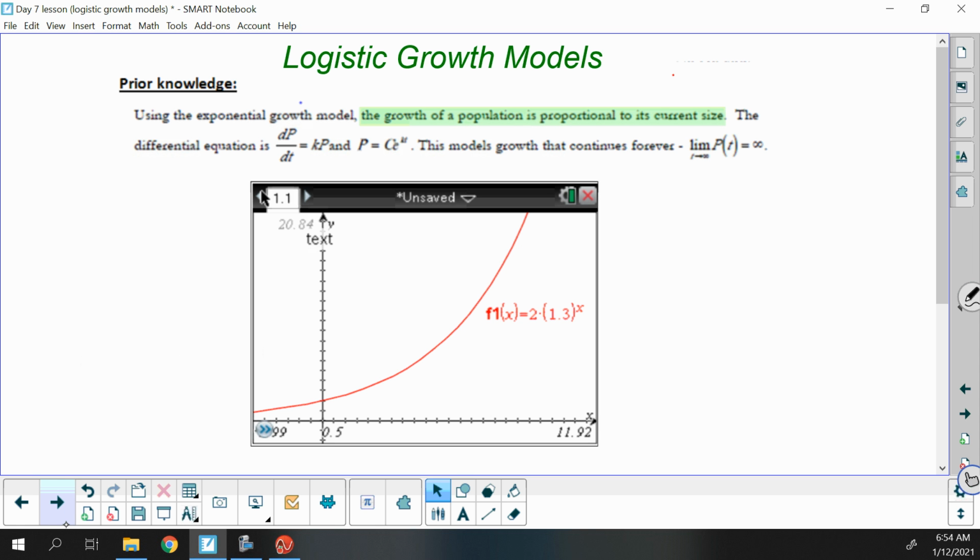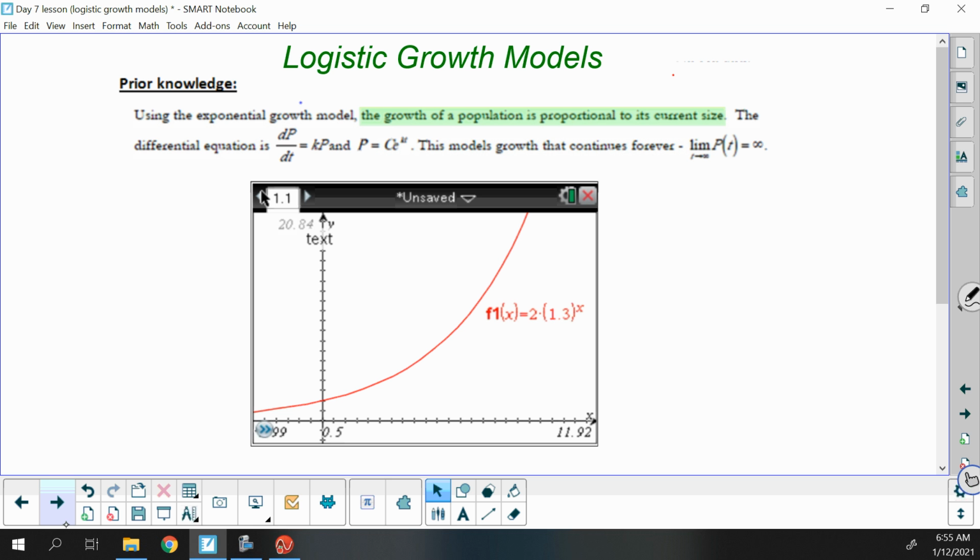All right, so we'll be on day 7 in our notes packets, and we're going to look at logistic growth today. So something we've already done this year is exponential growth models. Exponential growth models was when the rate was proportional to the population or the current size of our scenario that we are working with.